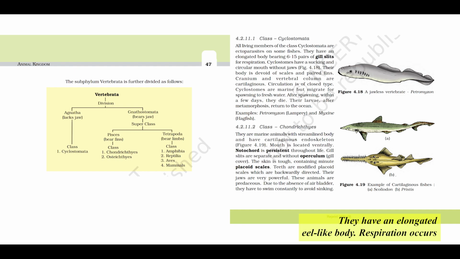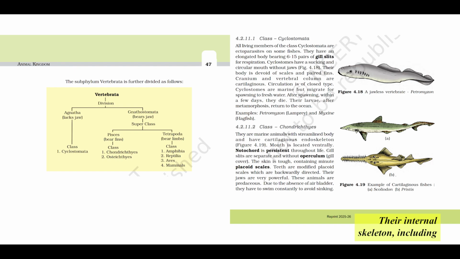They have an elongated eel-like body. Respiration occurs through 6 to 15 pairs of gill slits. Their mouth is distinctively sucking and circular, and crucially, it is without jaws. No jaws, circular mouth. What about fins and scales? Their bodies are entirely devoid of scales, having smooth skin instead. They also lack paired fins, like pectoral or pelvic fins.